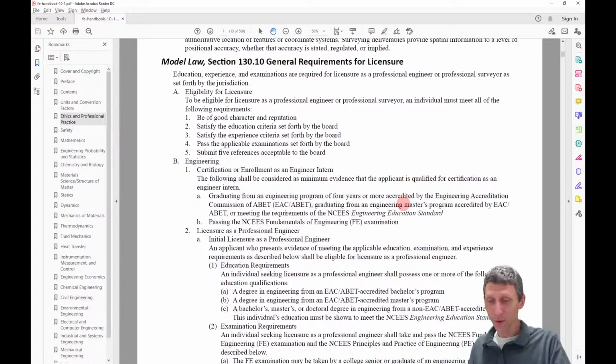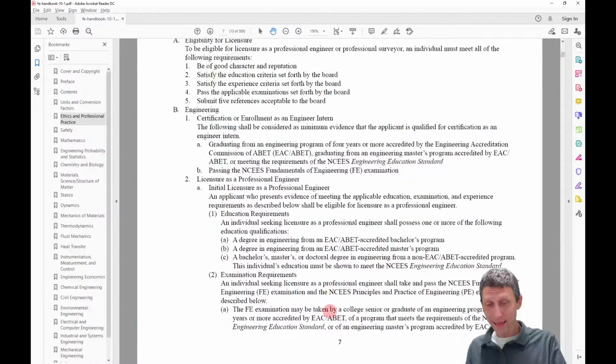And where do they show up? They show up down here, licensure as a professional engineer. So what we're saying here is that typically, to become a professional engineer, to become a PE, you should have a degree in engineering from a bachelor's program, a master's program, or a doctoral program. And what else is there?